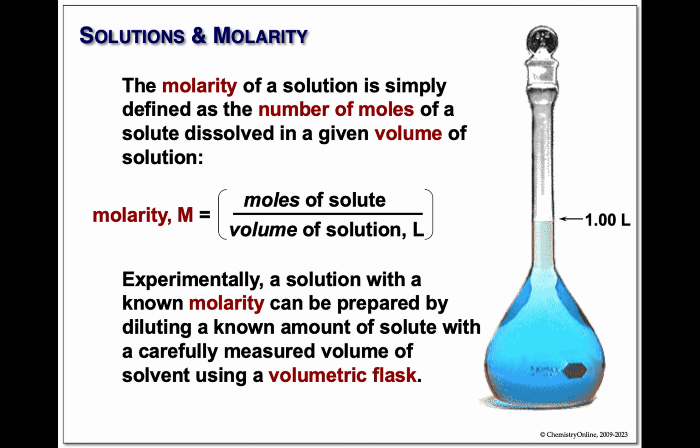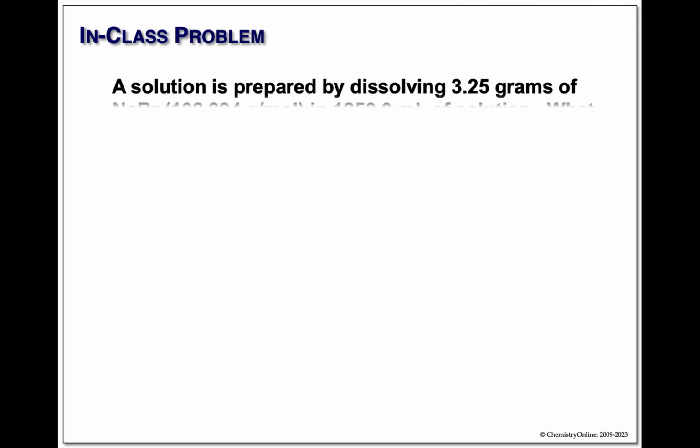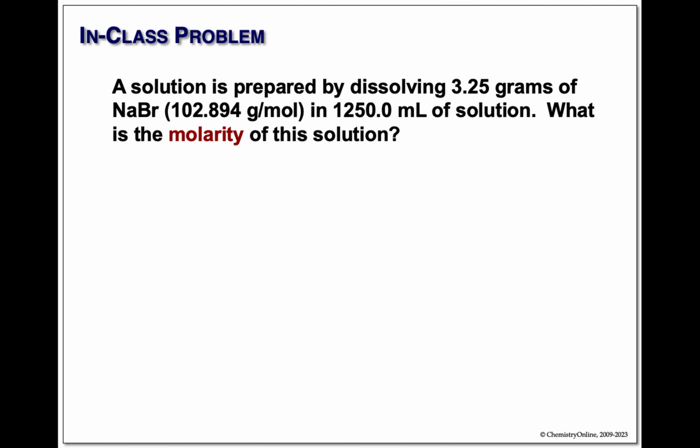So, slightly different, but we use them for slightly different things. This is molarity. Let's go ahead and do a simple problem. We have 3.25 grams of sodium bromide. That's its molar mass. We have a solution that is 1,250 milliliters.